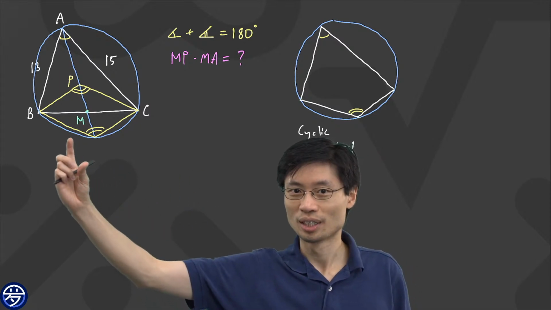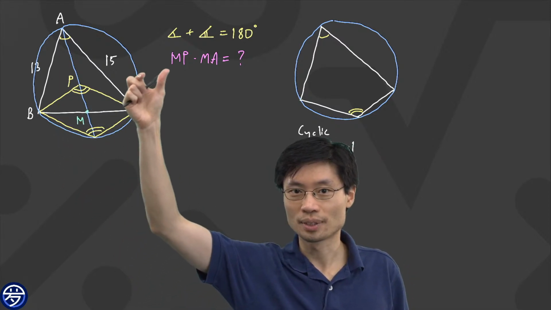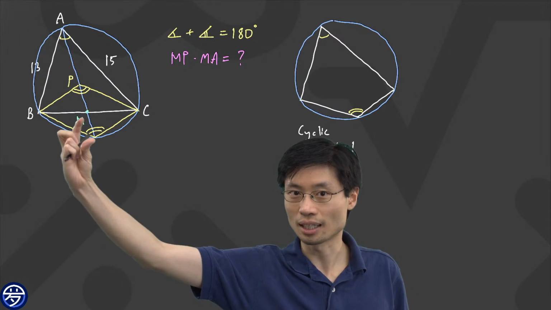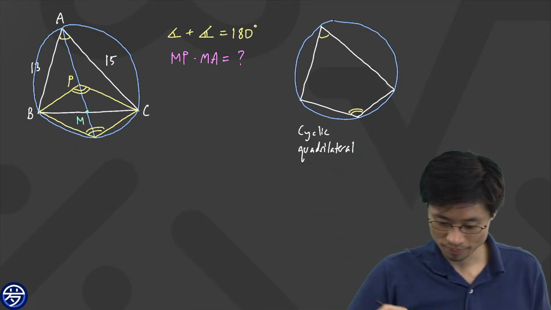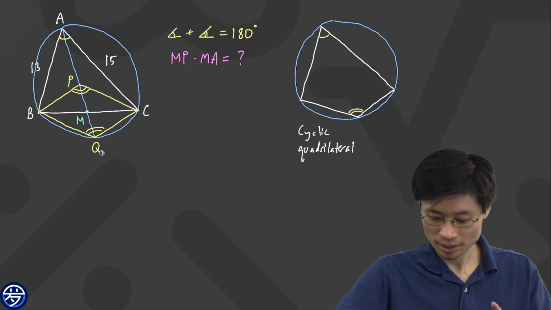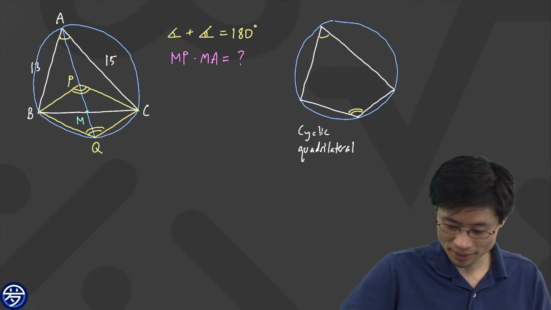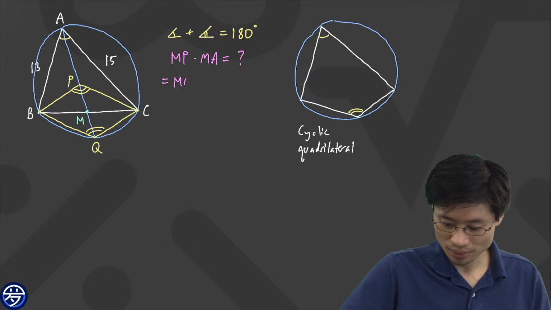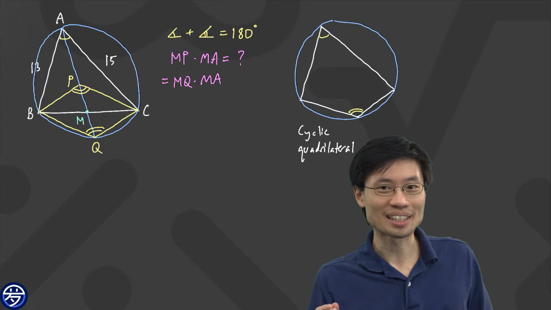Now that's powerful, because that means that this PM, this MP, is the same as this other thing, whatever that is. Let's give this a name. Let's call this point Q. So now that's exactly the same as MQ times MA. Why does anyone care about that?